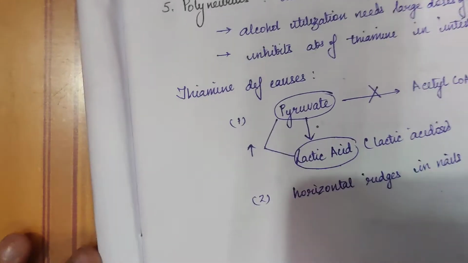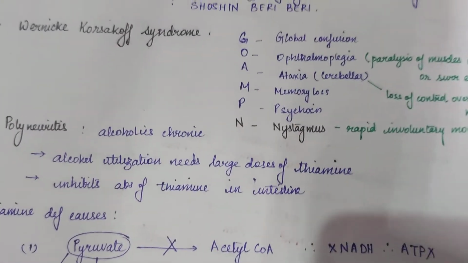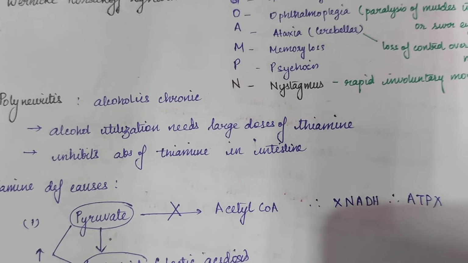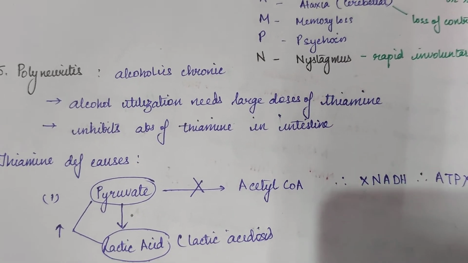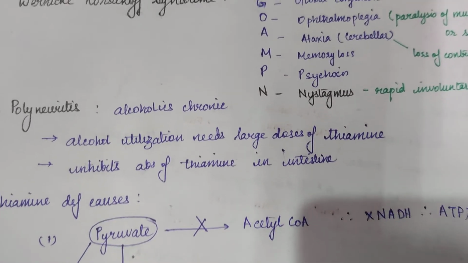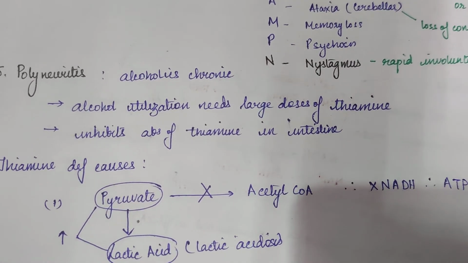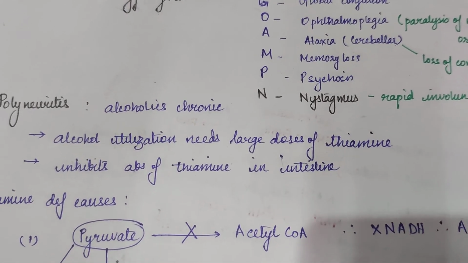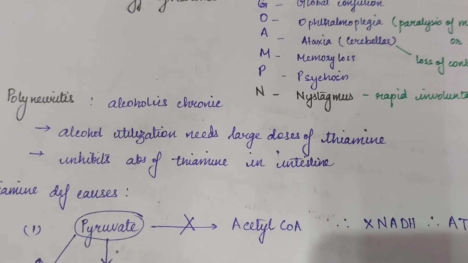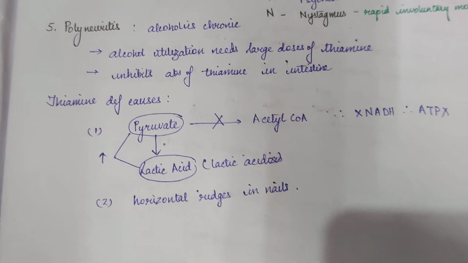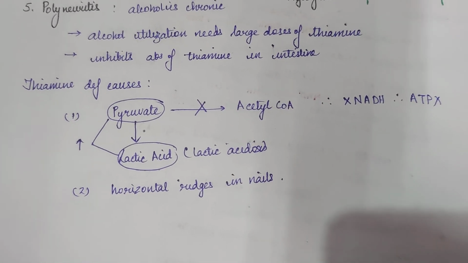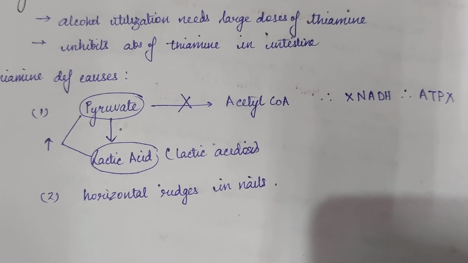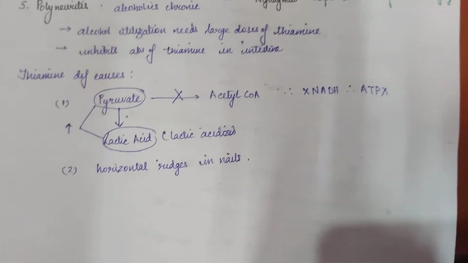Now we come on to polyneuritis. Polyneuritis is caused by chronic alcoholics. What happens is that alcohol does two things. It itself utilizes large doses of thiamine, and secondly it inhibits the absorption of thiamine in the intestine. Now the deficiency of thiamine causes what? First of all, if thiamine is not present, then what will happen?